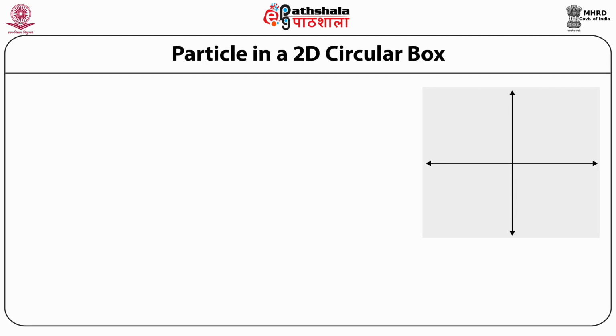Particle in a 2D circular box. So students, now consider a circular box of radius capital R. So the potential inside the box is 0 and outside the box it is infinity, such that the boundary condition for the wave function would be psi(r, theta) is equal to 0 for all the angles of theta.